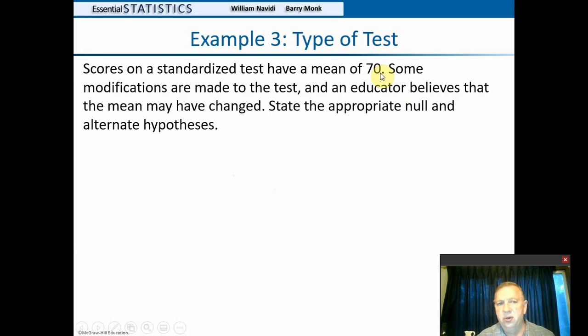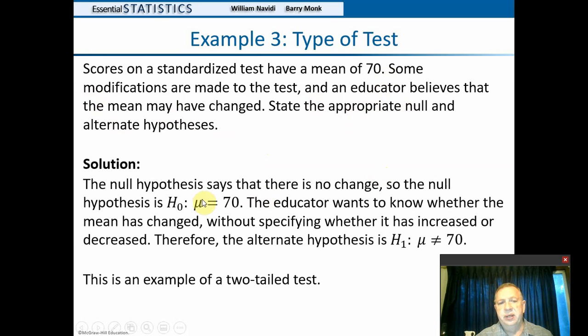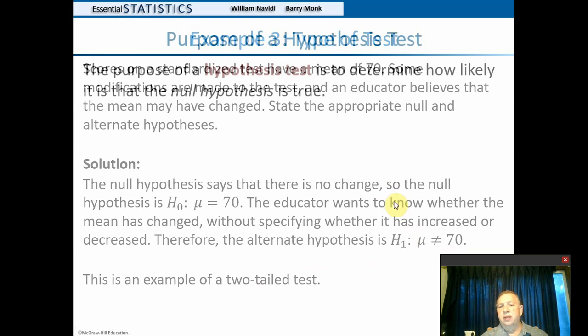That's the equality version. The mu not equal to 70 would be a two-tailed test version of that. So here's mu is equal to 70, H0. Equality only tells me which one is the H0. H1 has no equality there. This is a two-tailed test version from H1. Okay.